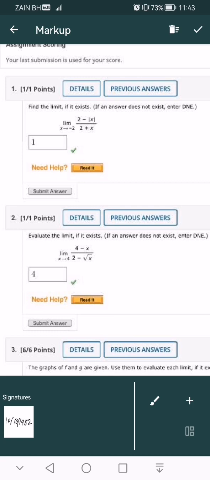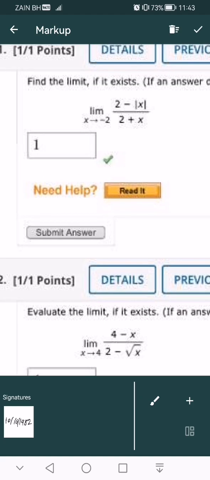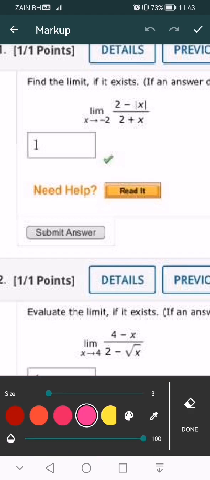Okay, the first question in this assignment, which is 2.3, is: find the limit if it exists. If the answer does not exist, enter DNE. First question, how can I solve this example: limit as x goes to minus 2 of 2 minus absolute value of x over 2 plus x. Limit x goes to minus 2.